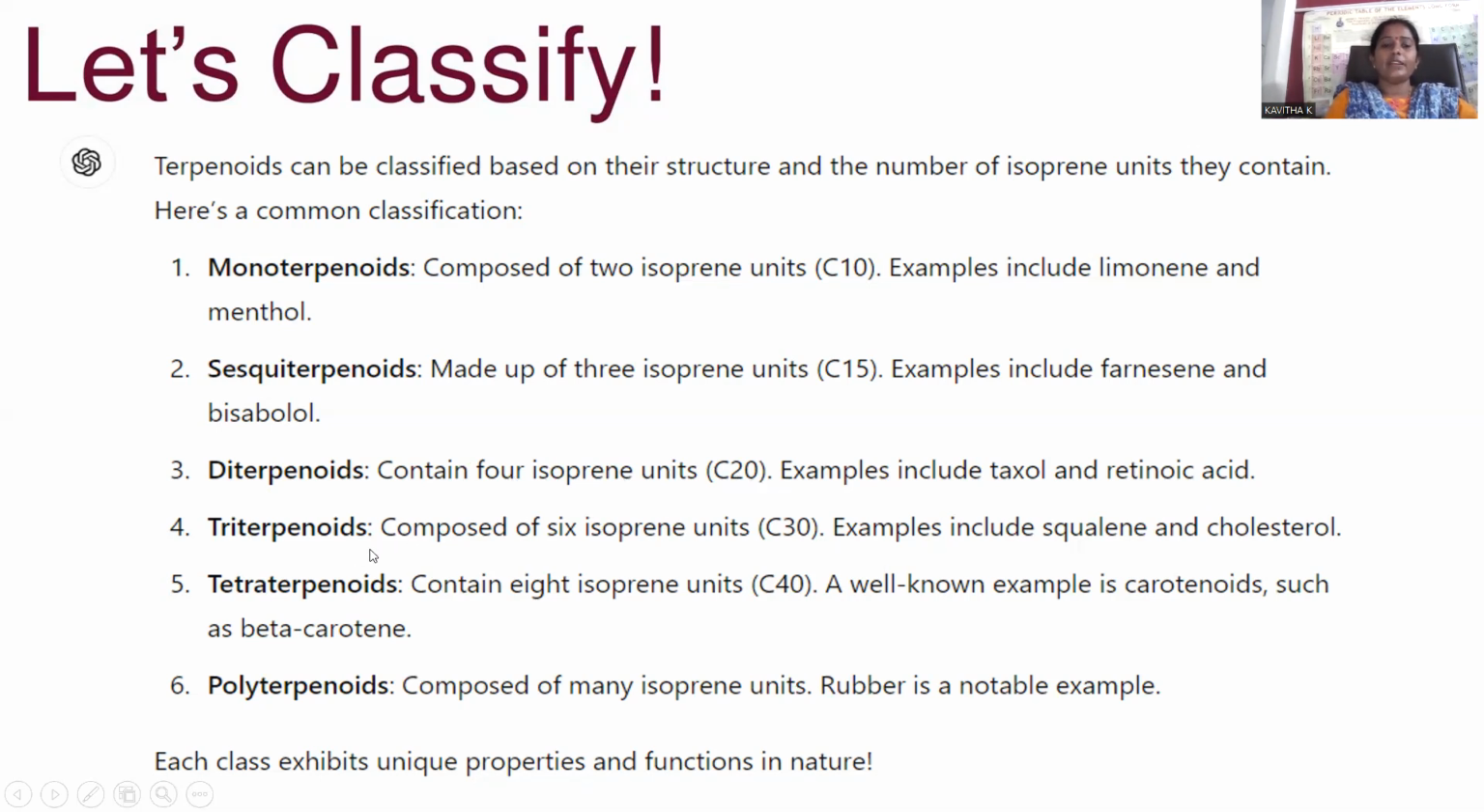And a triterpene, how many units? Monoterpene has 2 units, triterpene obviously has 6 units, where you can notice C30. So for this C30, examples are squalene and cholesterol.